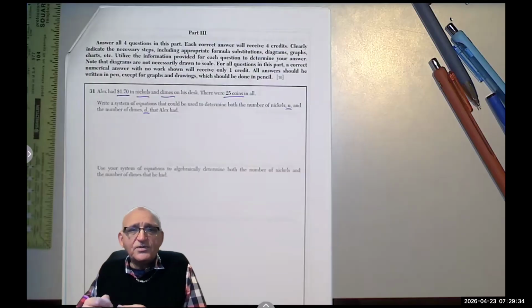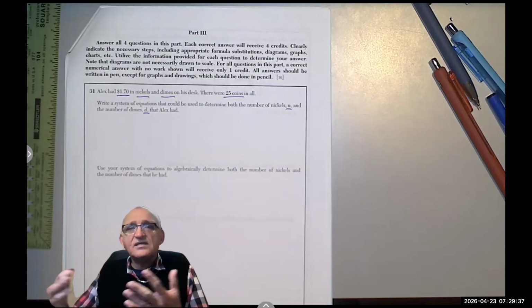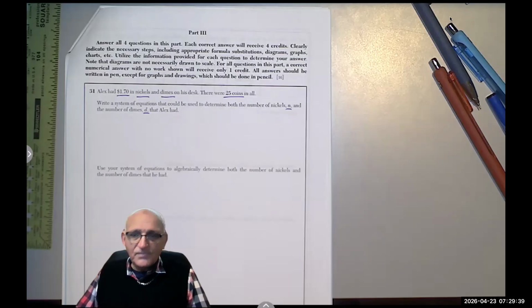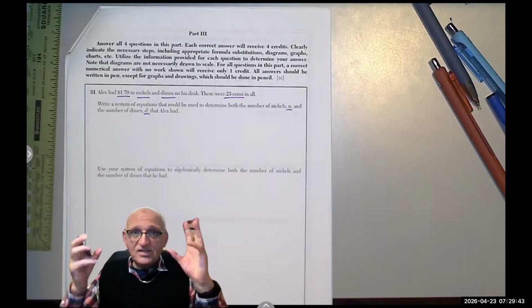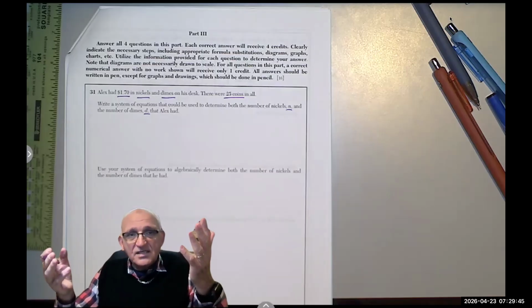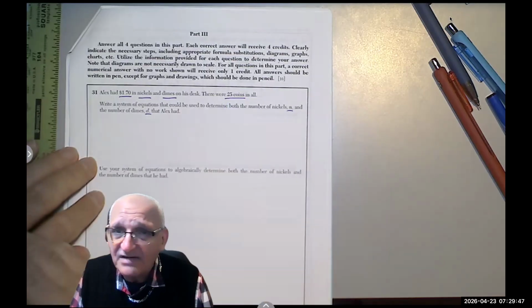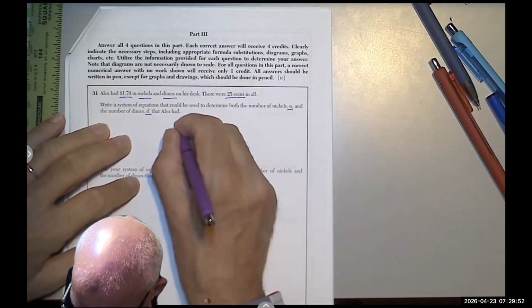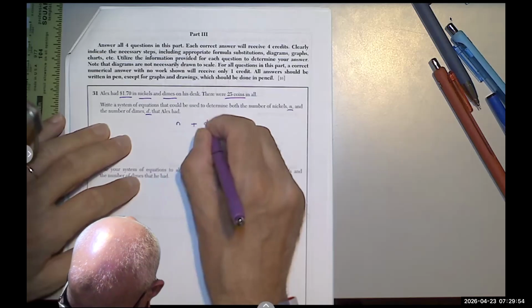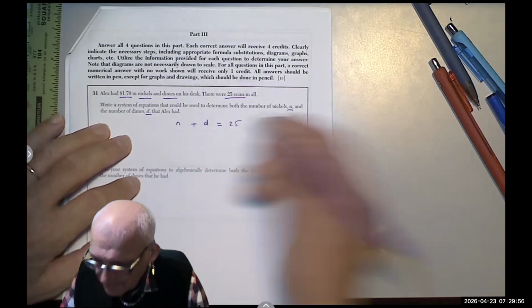Usually when we solve a problem like that, we say let N be the number of, but it's already given to you. So I have nickels and dimes without values, just a number. How many nickels, how many dimes? Altogether, they are 25. So that's a very easy equation. I can say nickels plus dimes equals 25.